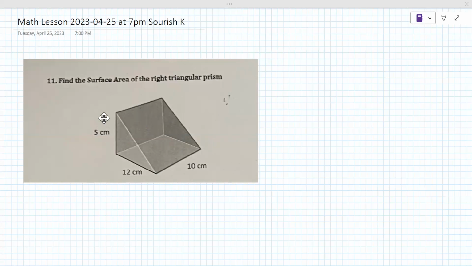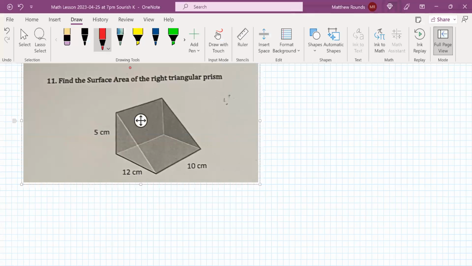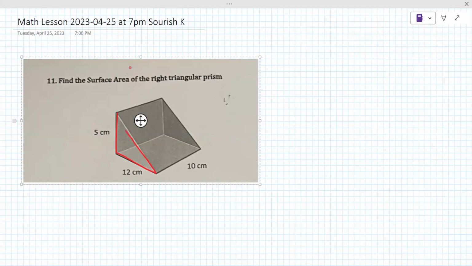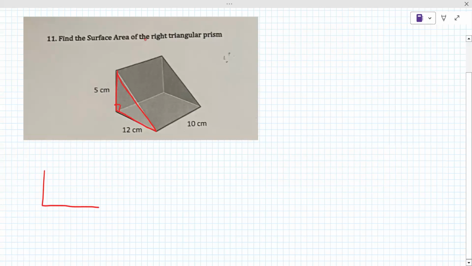All right, so here's what we're going to do, and this is the hardest part: we've got to take a three-dimensional shape and put it into two dimensions. So I'm going to draw this triangle here. 5 and 12. How do we find the third side of a triangle?